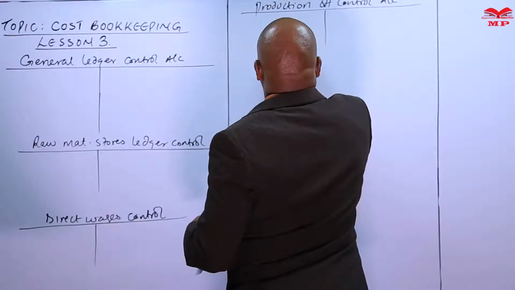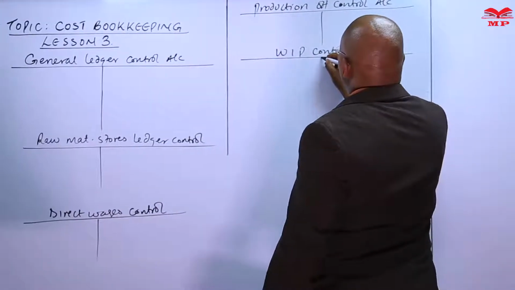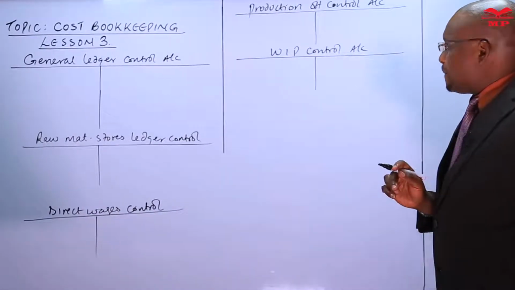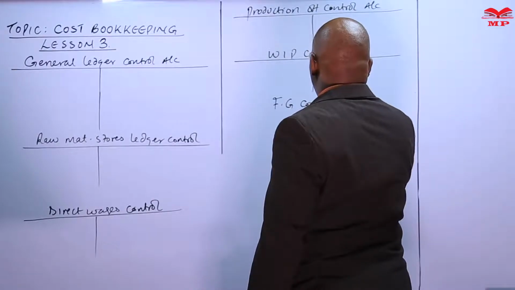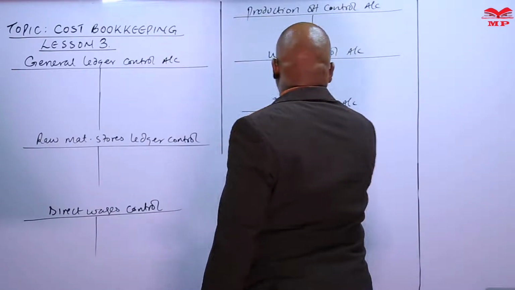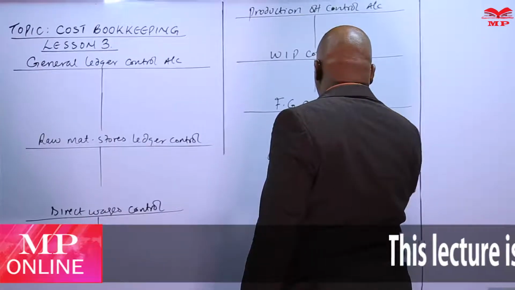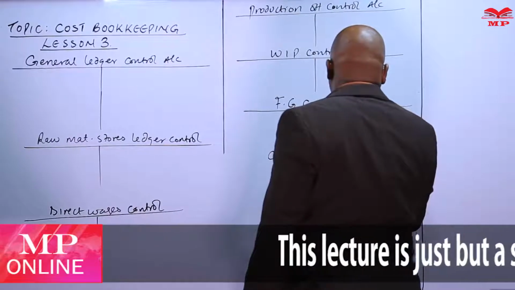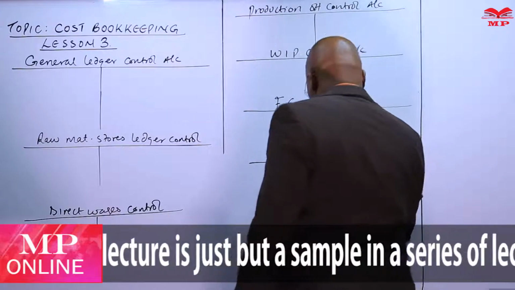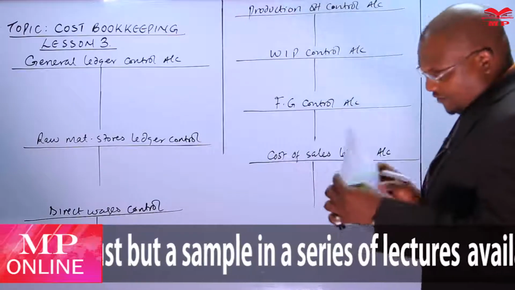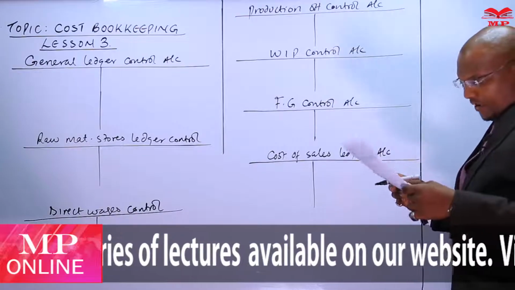We have the work in progress control account, so wages or WIP control account. Then you have the finished goods control account. We have the cost of sales ledger control account. And we have the costing P&L and all that to get the profits. So with that, first of all, let's just record the opening balances.